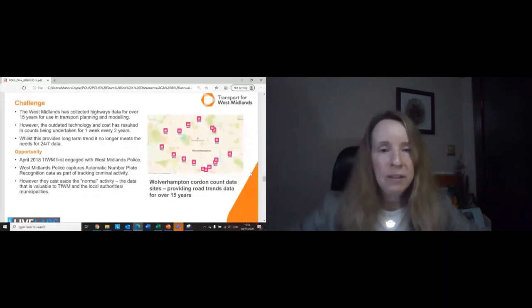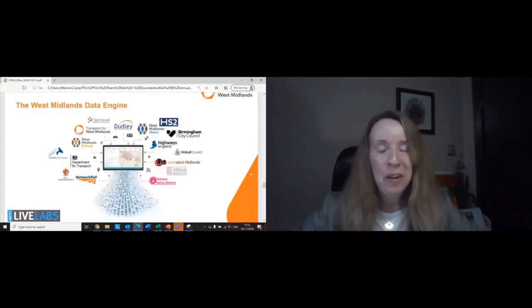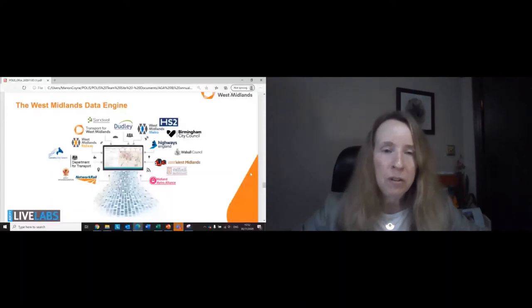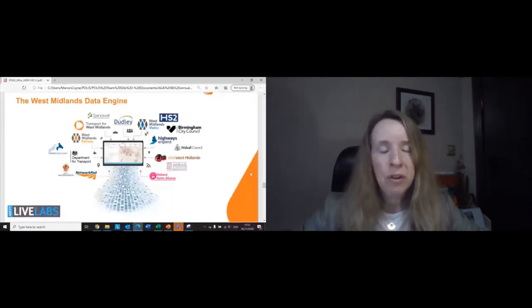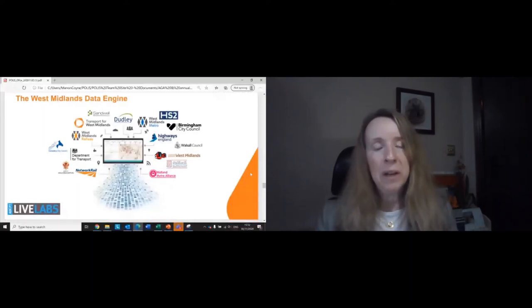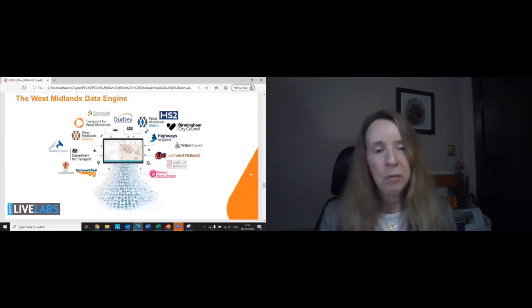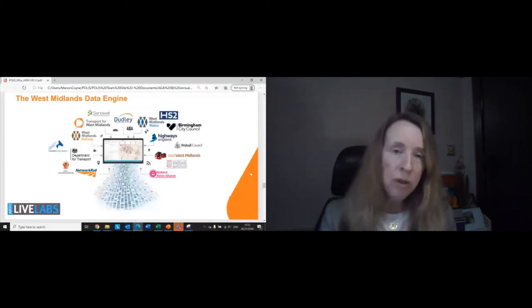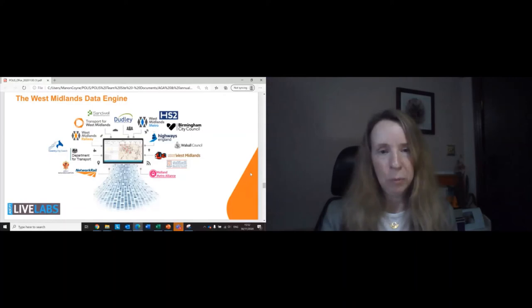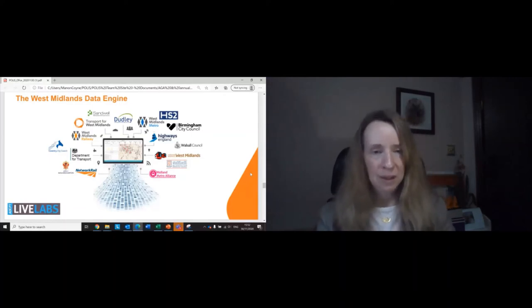So on my next slide, you can see how we're building a vast data engine in the West Midlands with all our partners. We have seven local authorities or seven municipalities. There's also Highways England, which maintains the strategic road network. And we also have partners with large amounts of data like High Speed 2 and Network Rail. And what we're building is a real-time view of the network, but not only the road network, but also public transport and walking and cycling.